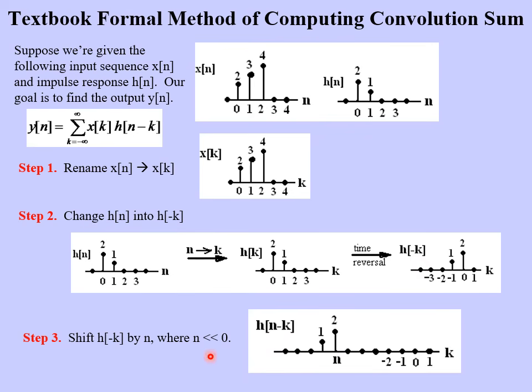So let's start with n being some value less than 0. Then that's going to move this sequence over by n to the left. So notice, here's k equals 0 over here, so we've got this thing way out here. All right, so let's keep going.